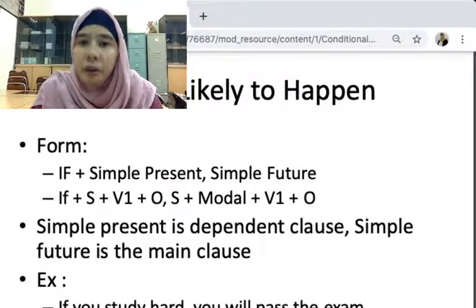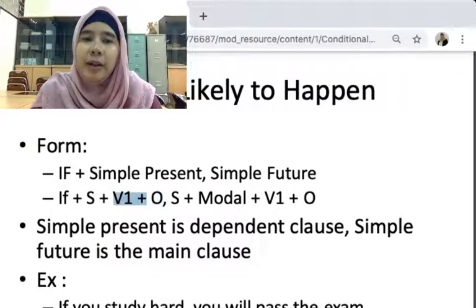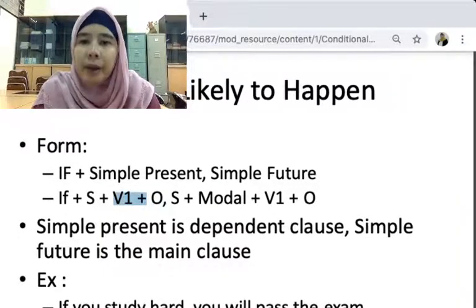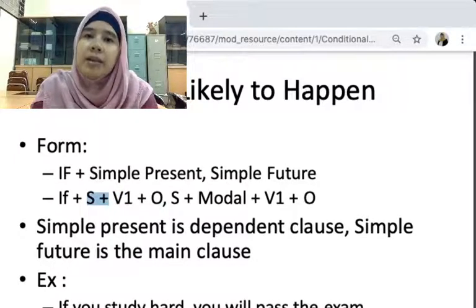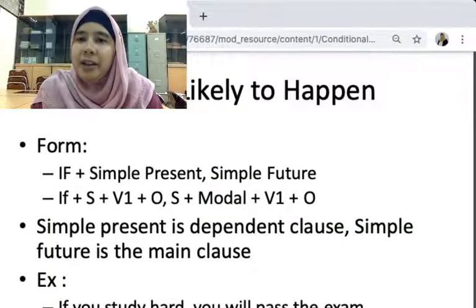Let me review what they are. If, kemudian subject, kemudian verb 1 kalau simple present, kemudian object. Don't forget that the verb 1 should be added with s or es, depending on the subject. Kalau subjeknya adalah she, he, it, you need to have verb 1 plus s or es. And then continue with the comma, kemudian subject, and then modal, and the last one is verb 1. Remember modal auxiliary. I don't want to remind you about the modal because it is very easy. And then the next one is verb 1 tanpa s or es.